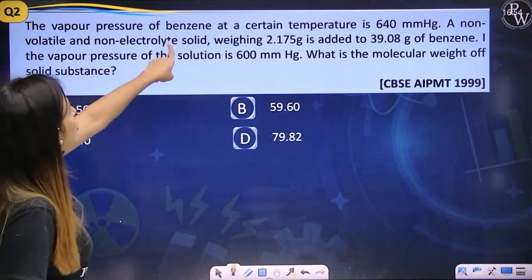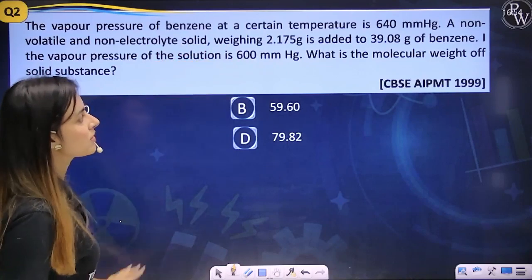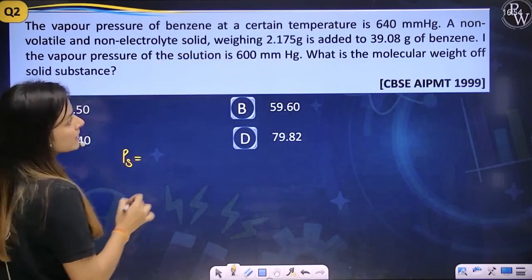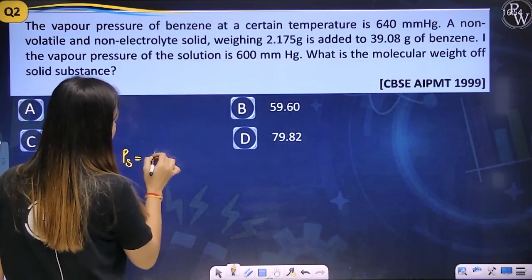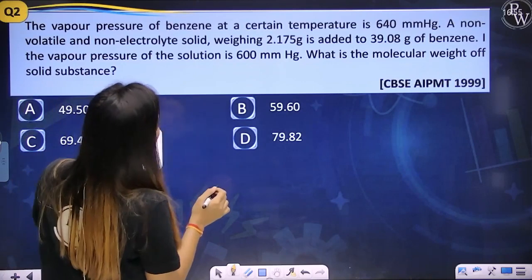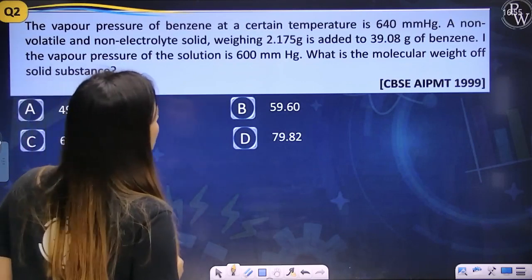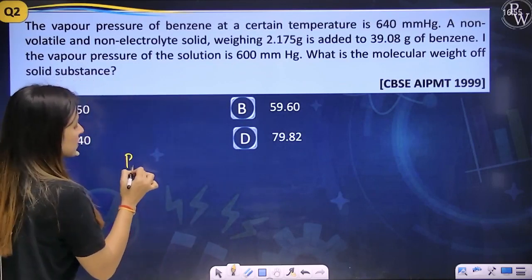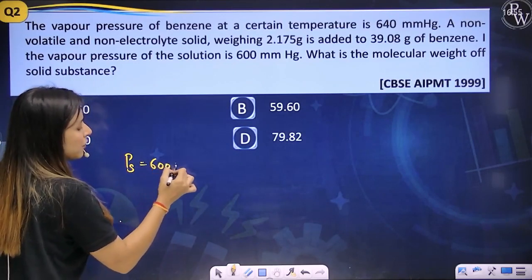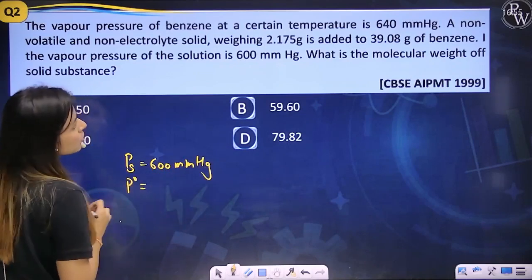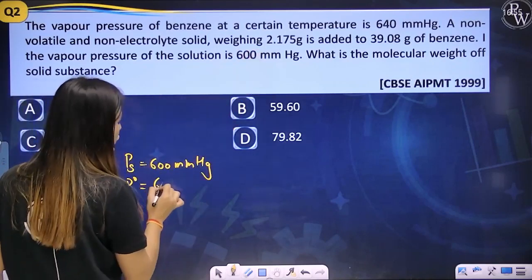The vapor pressure of benzene at a certain temperature is 640 mm. So my dear students, you have been given the vapor pressure of benzene as 640 mm. The vapor pressure of the solution is given as 600 mm of Hg. You are given the pure vapor pressure P naught for benzene as 640 mm of Hg.